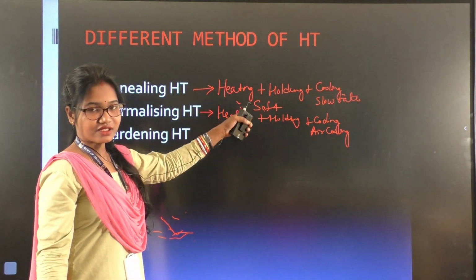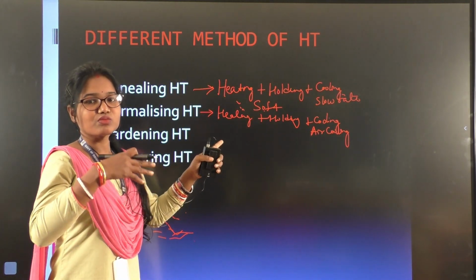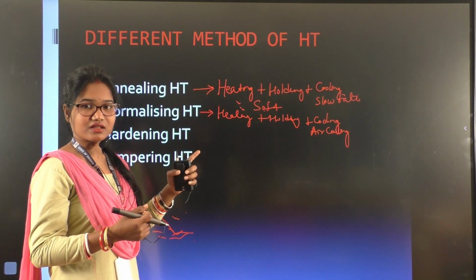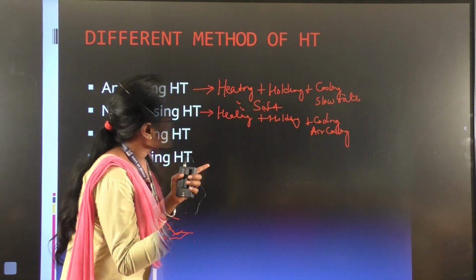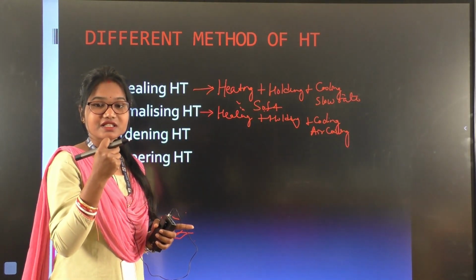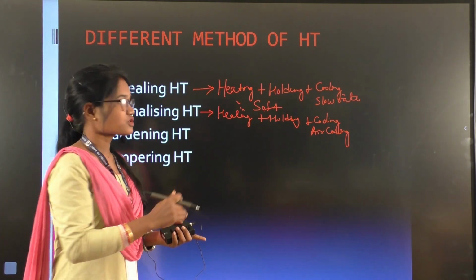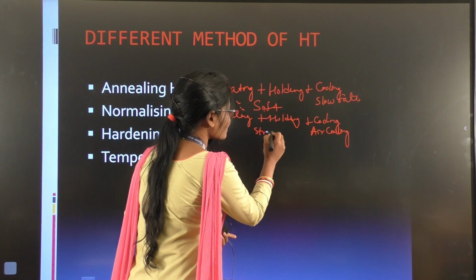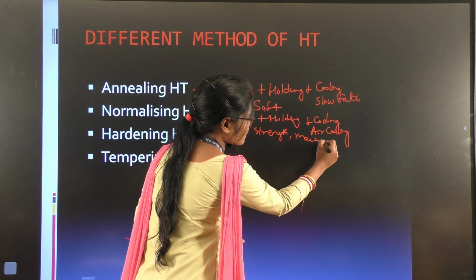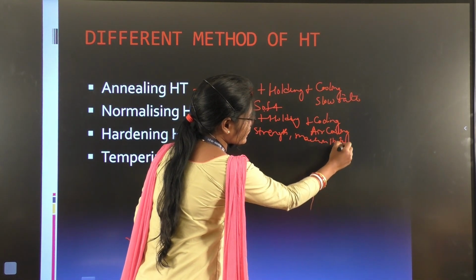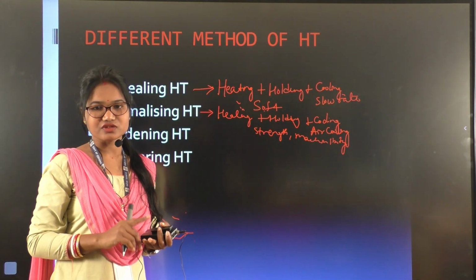Whereas annealing produces a soft material, this material will be a little harder than annealing, but not as hard as the hardening process. The material will have hardness harder than annealing but softer than hardening. So it will basically have strength, machinability, wear resistance, and corrosion resistance. These other properties are also there.